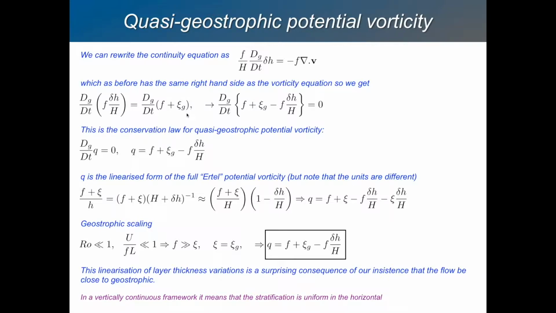Okay? And you can then just take this term over to the other side and lump them together, and we have the conservation principle. Right? It's not quite the same as last week because we've got this linearization of the stratification, but here we have something that is conserved. Right? d geostrophic by dt of f plus xi plus f delta h over H is equal to 0. So that's conserved following the motion. Right? This is the conservation law for potential vorticity. It's just like last week, except it's not quite the same. It's quasi-geostrophic potential vorticity.